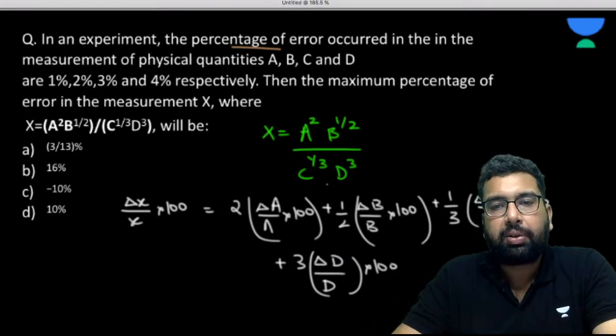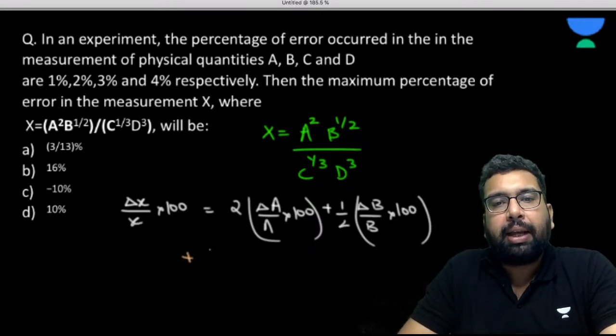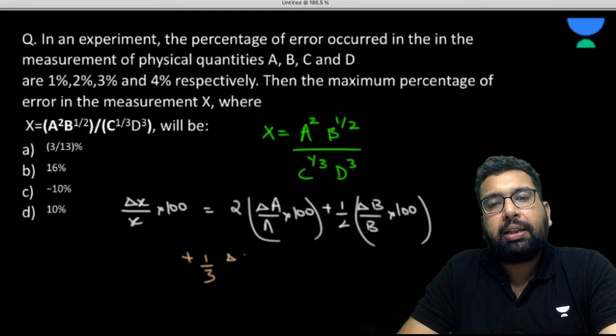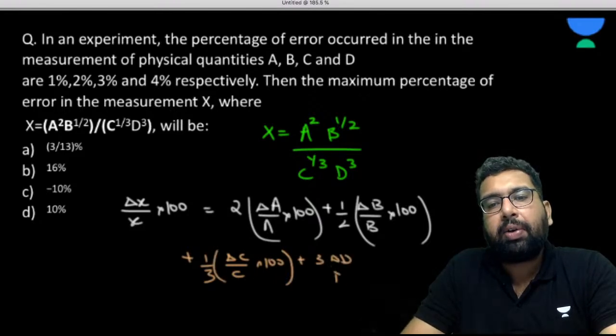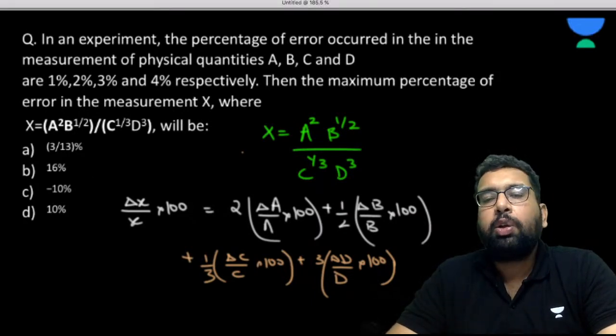So I'll write it here. Plus 1 by 3 delta c by c into 100, plus 3 delta d by d into 100. Right? This is how it is going to be. So when we are using this concept of propagation of error for quantities raised to some power, we are going to have it written like this. Agree? No worries, sir.